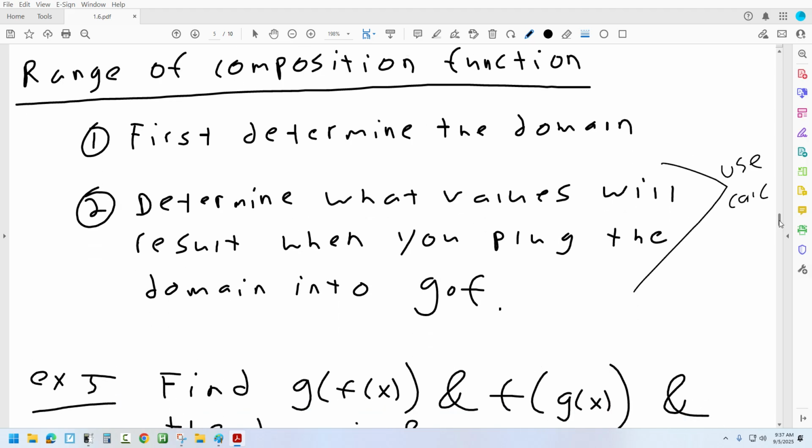Okay, and the next one, I'm not going to do both ways. I'm just going to pick one way, either g of f or f of g. Doesn't matter. And it takes a little bit of practice to get good with the domain and range, especially of composition functions. But if you follow the rules I gave you for the domain, and use the calculator to help you with the range, then you should be okay.